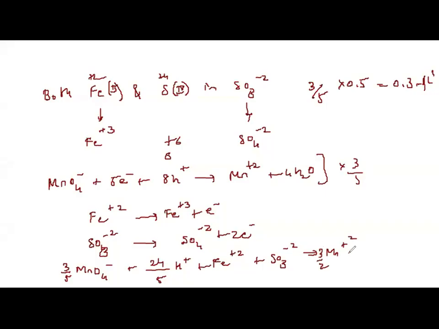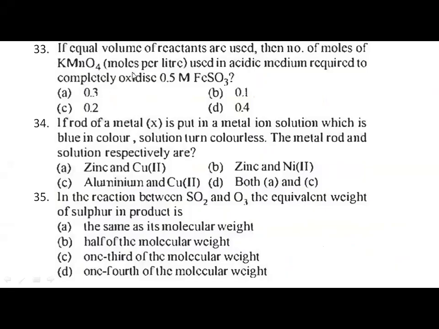Mn+2, 3/2 Mn+2, plus here there is Fe. So here it becomes 12/5 H2O, 4 H2O into 3/5, 12/5 H2O plus Fe+3 plus SO4^-2. So this becomes the entire reaction. So what they have asked, look at the options. How many moles are required? It is 0.3 moles required. Is that right?